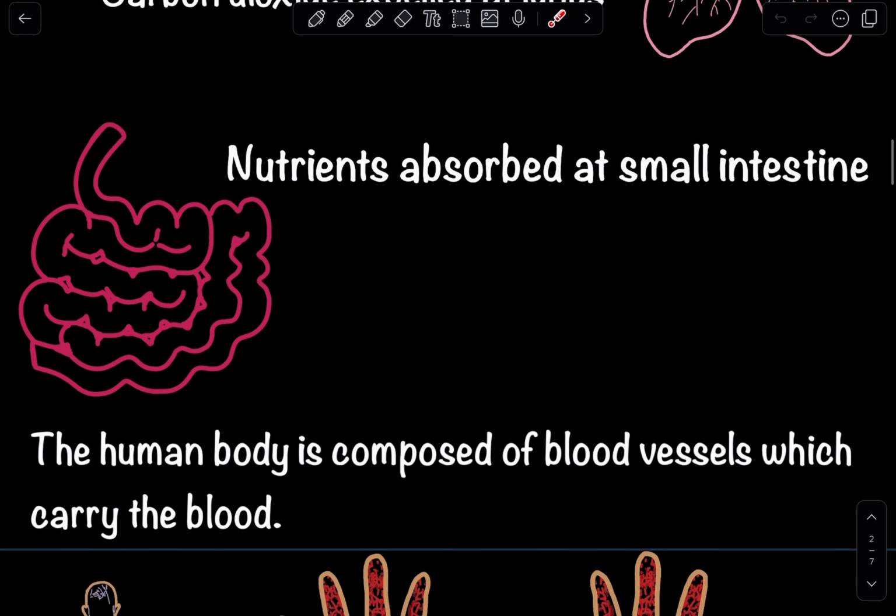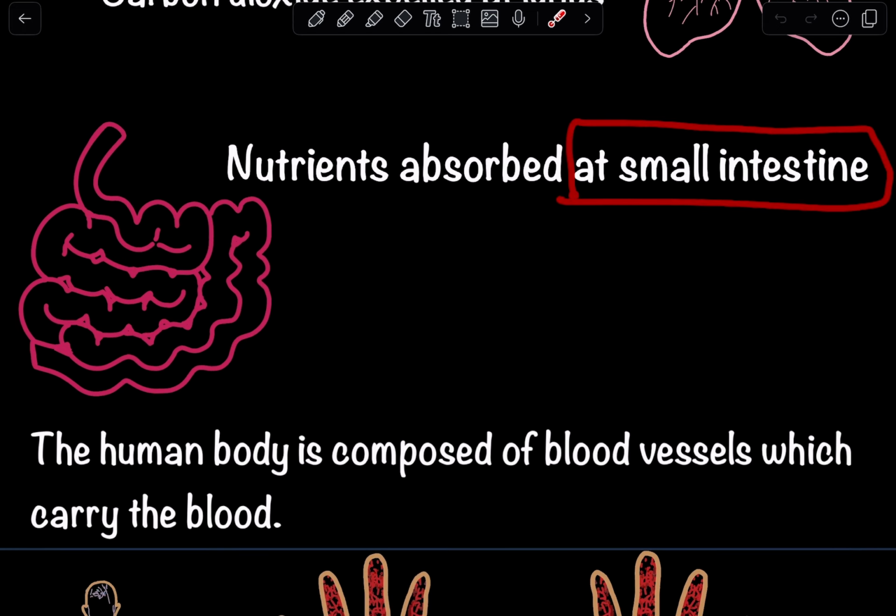Now, nutrients are absorbed at the small intestine. So remember, when we talk about the digestive system, we eat various foods, but then we break down those foods into nutrients, and those nutrients are going to be absorbed at the small intestine.